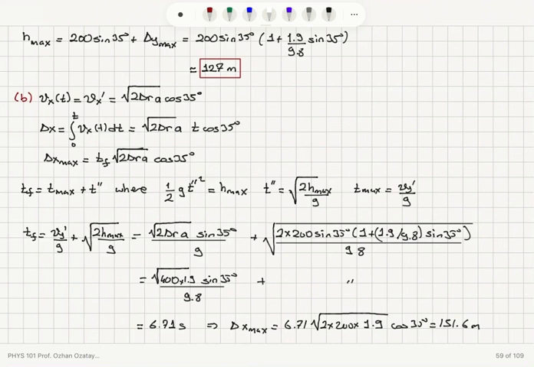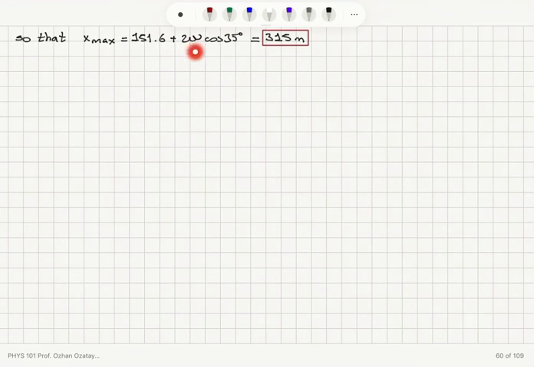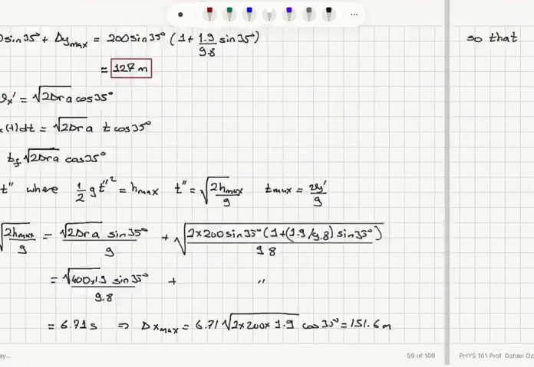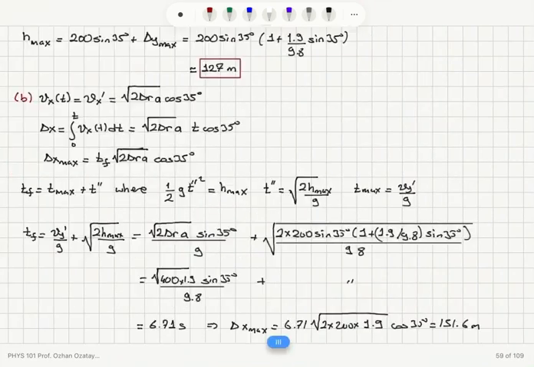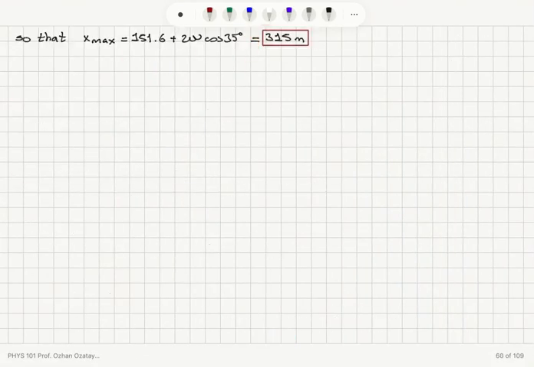That is beyond the top of the incline, and the distance we travel is 151.6 meters after that point on the x-axis, since we already have 200 cosine 35 that we traveled initially when the engines were on. The total distance traveled turns out to be 315 meters. That is the greatest horizontal range beyond point A. So this is the total distance we traveled. This is delta x max here, and then we have the distance traveled initially. So we add them up to obtain our final answer.